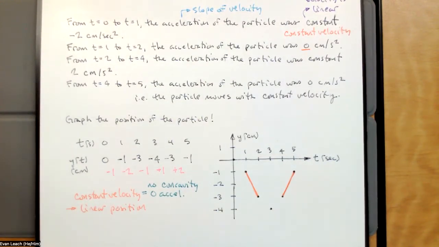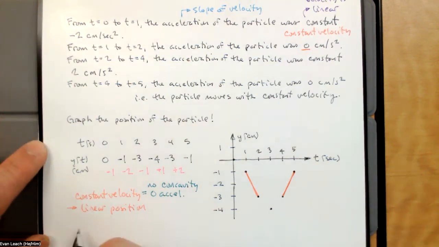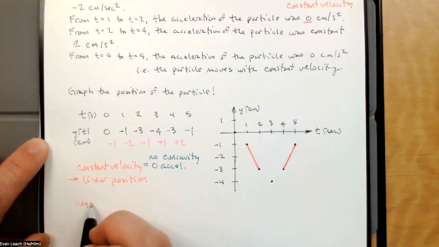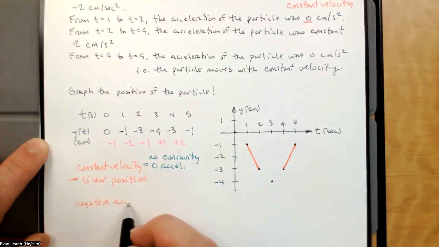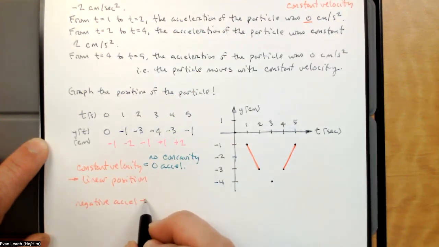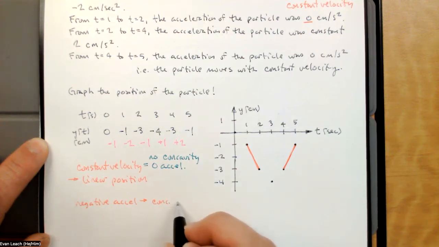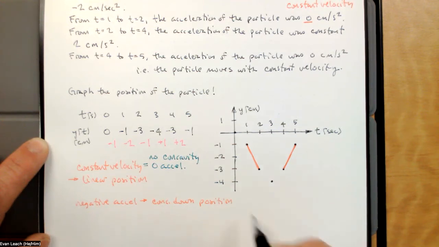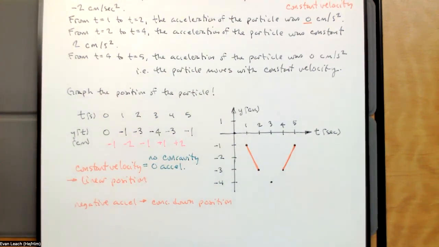Between 0 and 1, the acceleration of the particle was negative 2 centimeters per second squared. So since the acceleration is negative, our position graph will be concave down. So I'm not just going to connect the dot from 0, 0 to 1, negative 1. I want to draw it concave down.